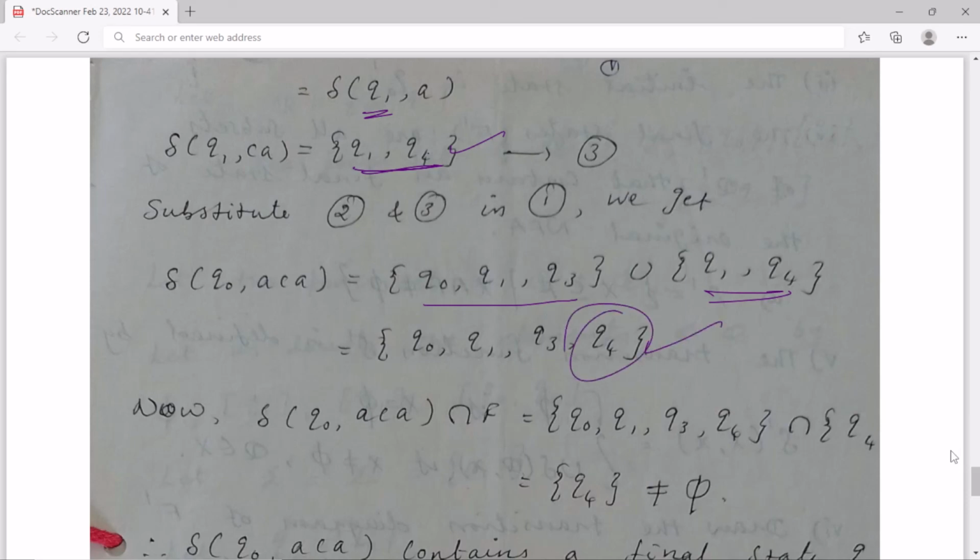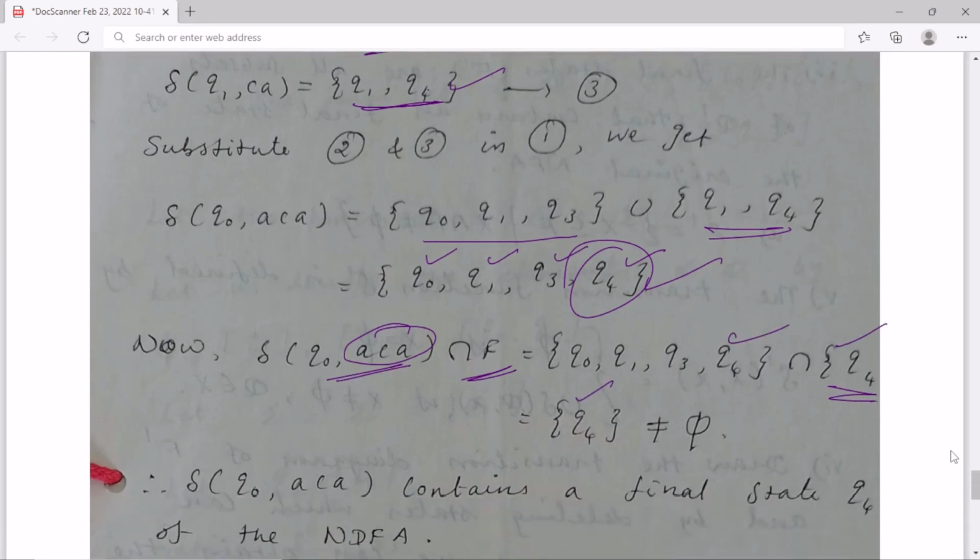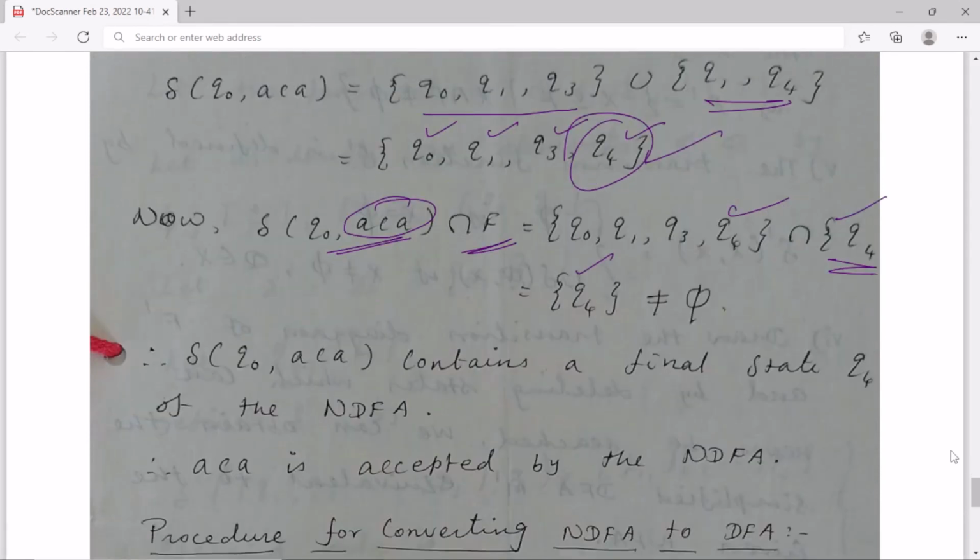As I told you already, Q4 is the final state, right? So let me take the intersection of this set with the final states. After reading the symbol ACA we have 4 possibilities: either we are at Q0 or Q1 or Q3 or Q4. Here Q4 is the only final state. If that is included, that string is accepted. If you take the intersection, Q4 is the final state that exists. So that is not an empty set, which means that string is accepted. So ACA is accepted by the NDFA.